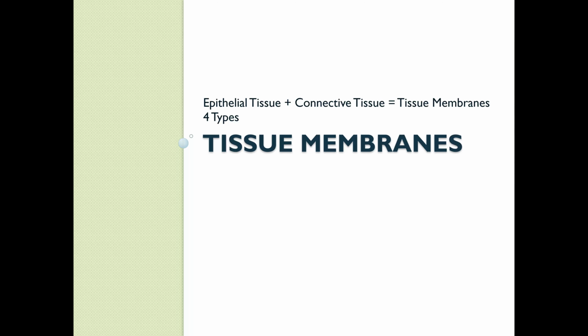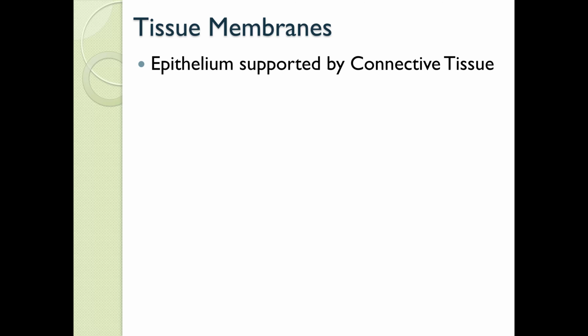Now that we've talked about epithelial tissue and connective tissue, we can talk about tissue membranes. And there are 4 different types of tissue membranes. So I mentioned before that epithelial tissue forms linings, and underneath epithelial tissue, you will always find connective tissue. So if we take the epithelium and the connective tissue that sits under it, and we take these two together, we have what is called a tissue membrane.